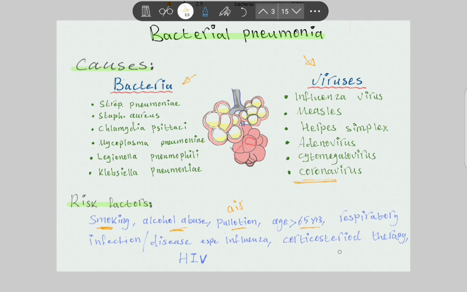And corticosteroid therapy. Corticosteroids can develop immune deficiency. So when there is a deficiency in immunity, the person can develop many diseases. One of them is pneumonia, in addition to HIV as a risk factor.